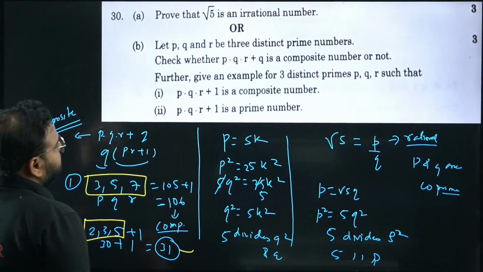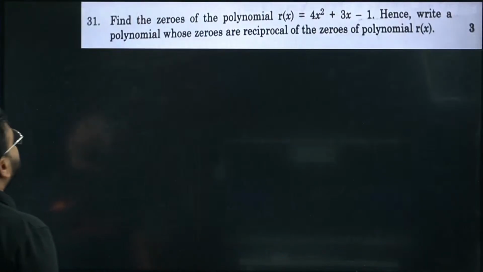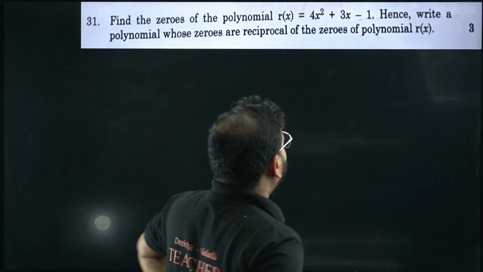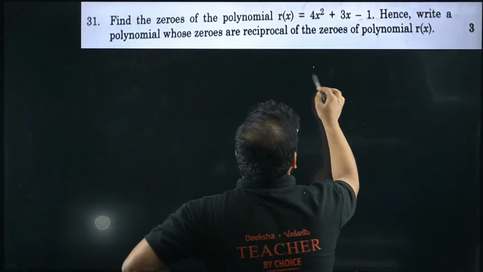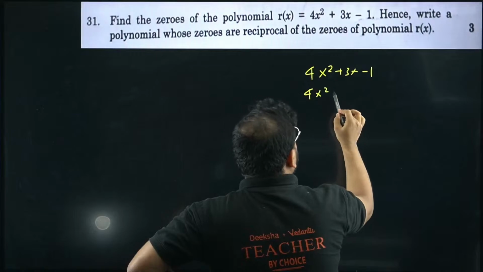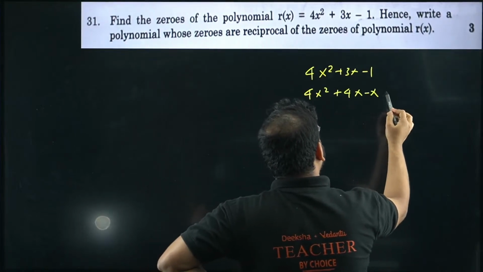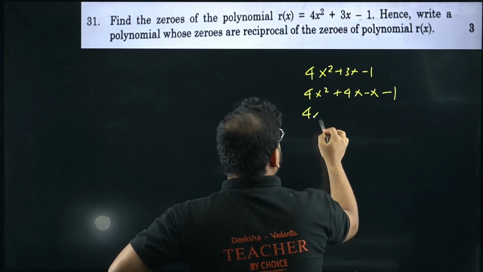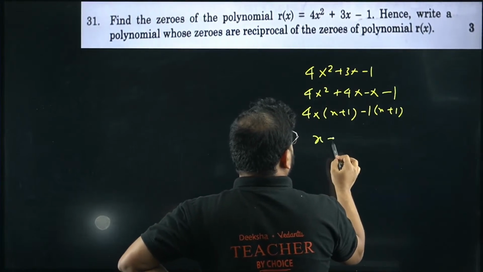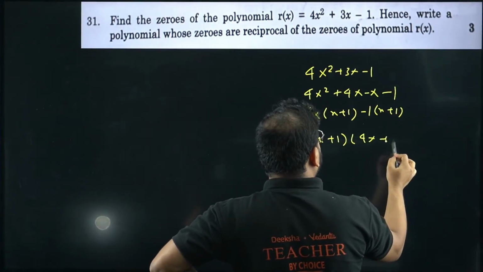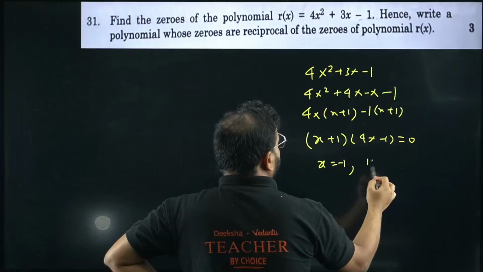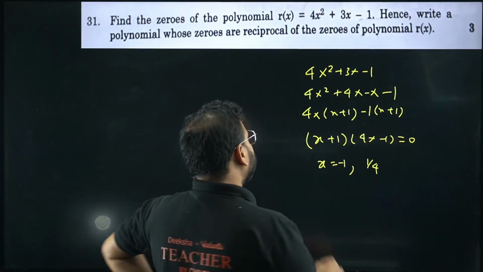Question number 31 we'll solve. Find the zeros of the polynomial. Hence write a polynomial whose zeros are reciprocal of the given polynomial zeros. Okay, let's find it. 4x square plus 3x minus 1 is there now. Factorize. Plus 4x minus x minus 1. Take here 4x common. Right, I get here. Finding this to get the zero value, I get x as minus 1 or 1 by 4. That's the zero of the given polynomial.